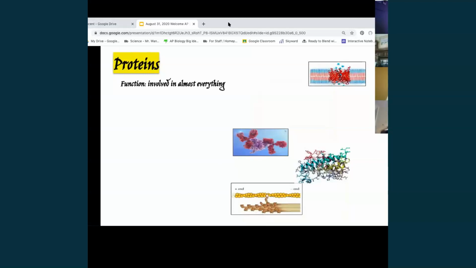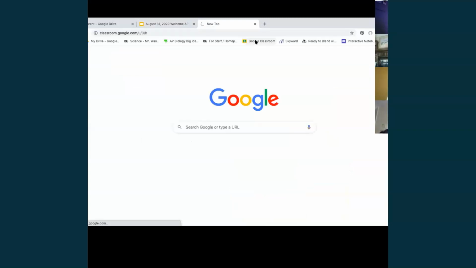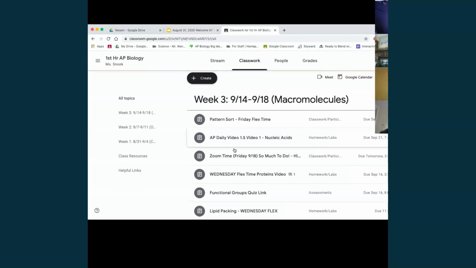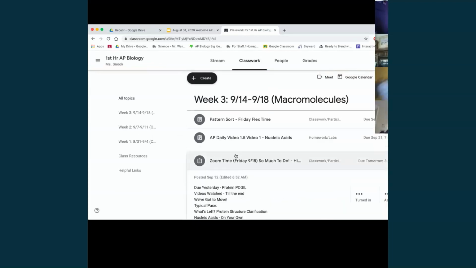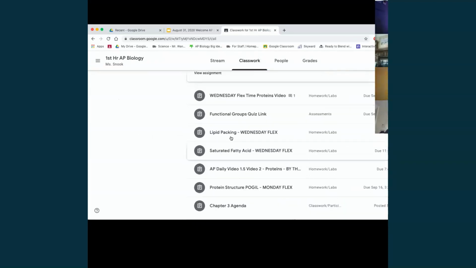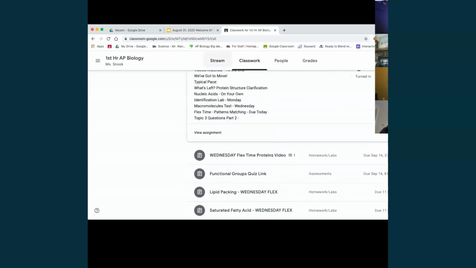So under the Google Classroom, all those things are linked. And this is where I said if I do this, it'll probably take time, but I feel like this is today, Zoom time, so much to do. So all these things that I'm pointing out, they're right here. So you can just open up the Zoom day and just click, click, click, click, click if you want. Okay.